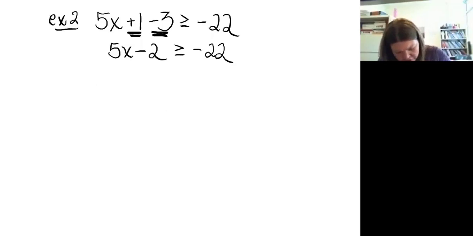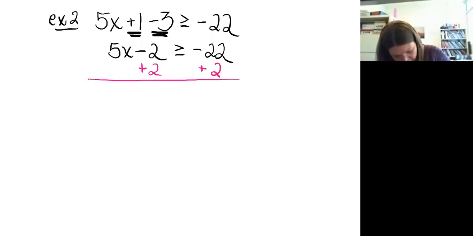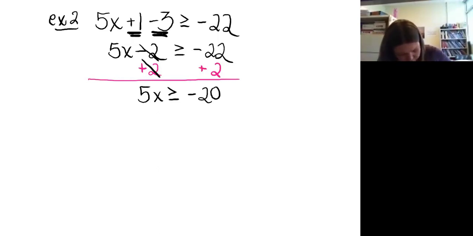So I am going to be disobedient. Instead of subtracting 2, I'm going to add 2. Because I'm the one making the change, I do it to both sides. And I see what my new inequality is. So negative 2 and positive 2 cancel, leaving me with just 5x. And that is going to be greater than or equal to, if I had negative 22 and then I went up by 2, I would only be at negative 20 now.